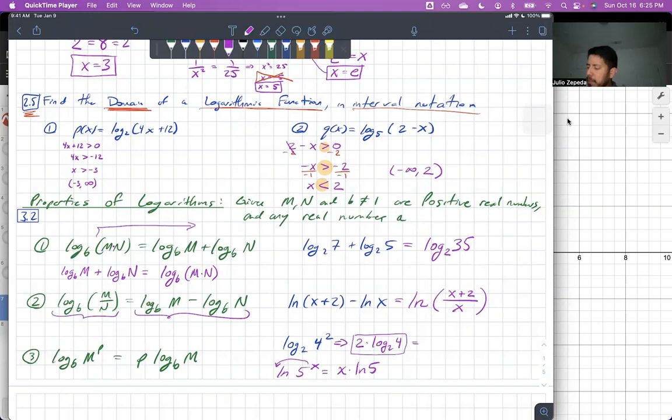But if I wanted to go further, I could ask you, what's the log base 2 of 4? What exponent do you have to put on 2 to get 4? And that is 2. So the 2 in the front is this one here. And then the log base 2 of 4 becomes 2. And so this is equal to 4.